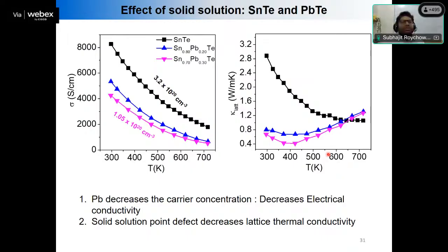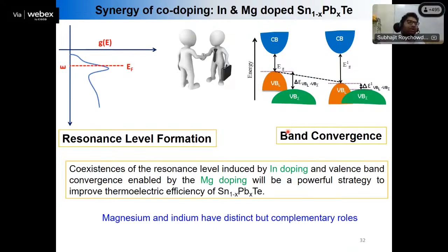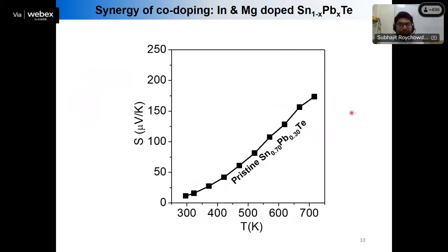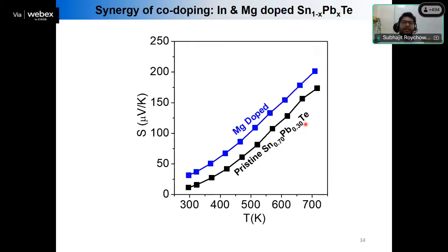With that thought process, we have mainly worked again on that SnTe-PbTe regime. And here we thought, can we use synergy of co-doping? Indium will act as a resonant level doping near room temperature, and magnesium will act as a valence band convergence at the high temperature. With this thought process, we measured Seebeck for the pristine sample. Then we doped magnesium, and it increases because of the valence band convergence. At the same time, we observe for indium doping at room temperature, there is a huge enhancement in the Seebeck coefficient.